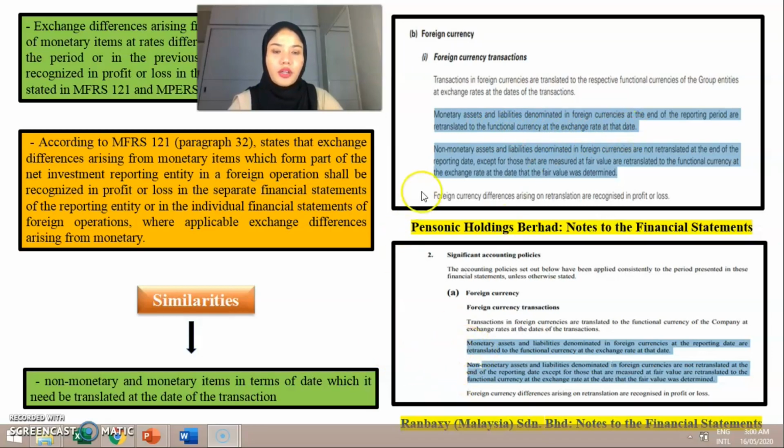It seems right. Non-monetary assets and liabilities denominated in foreign currencies are not retranslated at the end of the reporting date, except for those that are measured at fair value, which are retranslated to the functional currency at the exchange rate at the date that the fair value was determined. It seems right. So between these companies, there isn't much difference in non-monetary and monetary items.